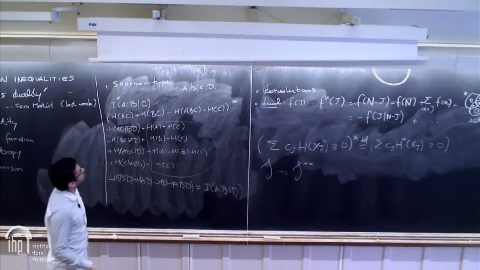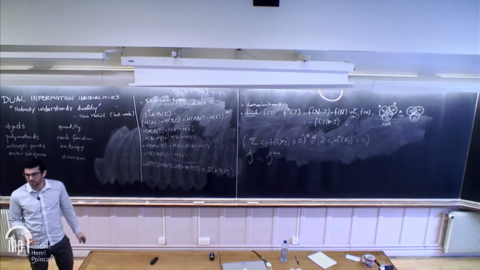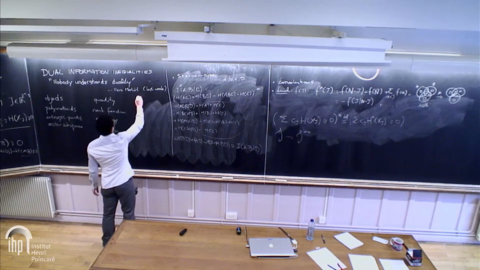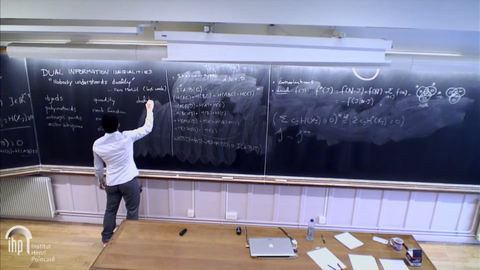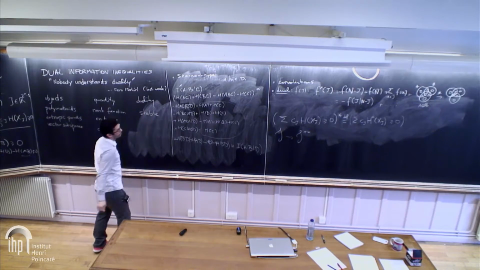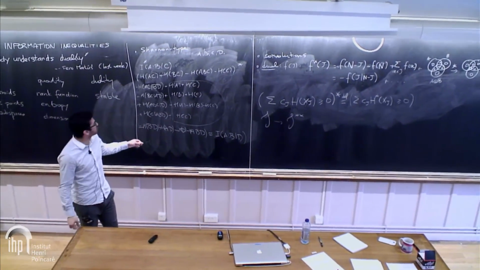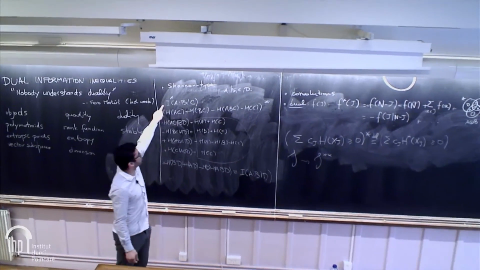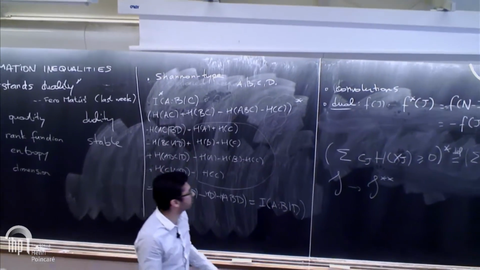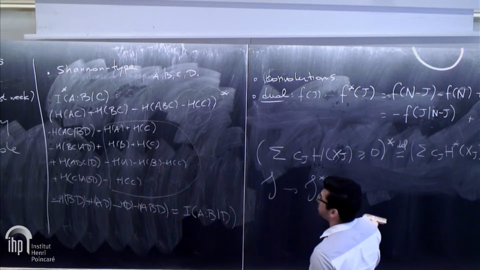Conclusion: Shannon-type inequalities are stable under duality. Why? Because Shannon-type inequalities are just linear combinations of those with possibly other instances of the random variables. So, okay, this is a good thing.